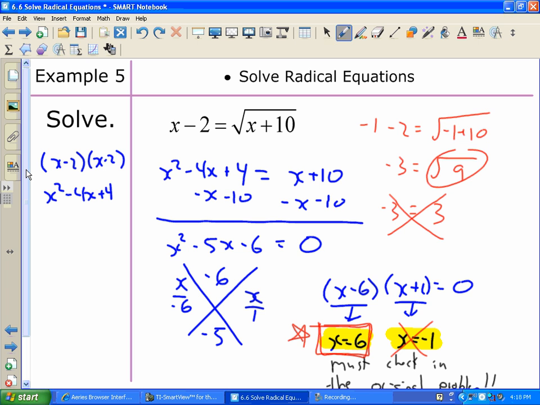Good problem. A little bit of factoring, a little bit of zero product property, a little bit of radical work. I like that problem. That's a nice problem.